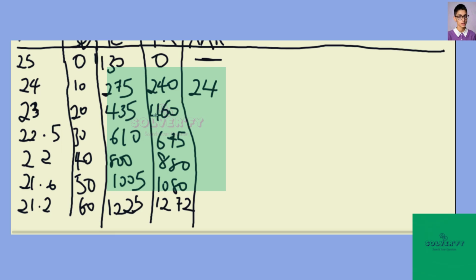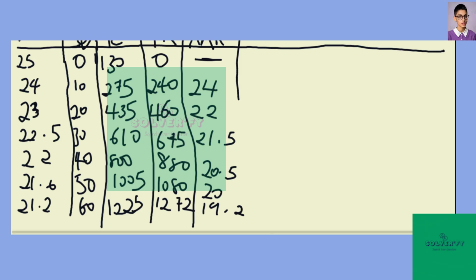The next one will be 460 minus 240 divided by 10. So that's 220 divided by 10, and that's 22. The next difference is 215, and divided by 10, it's 21.5. The next one is 20.5. So once you have the formula, basically it's easy to do. Then this is 20, and then this is 19.2.